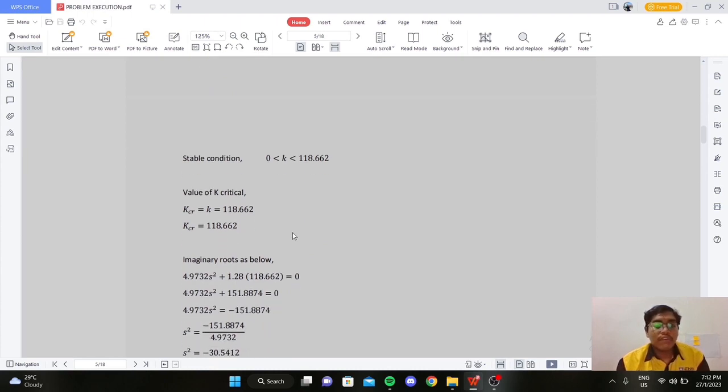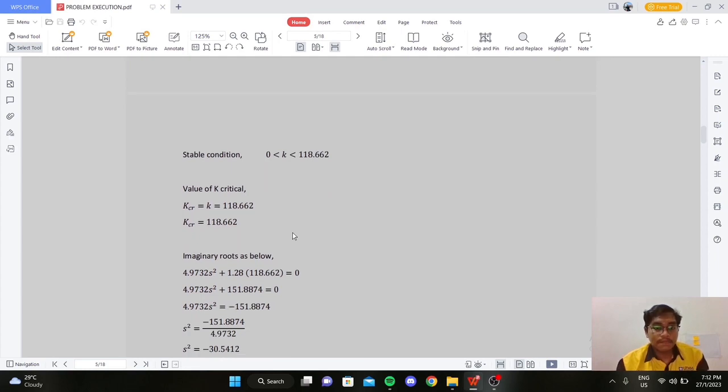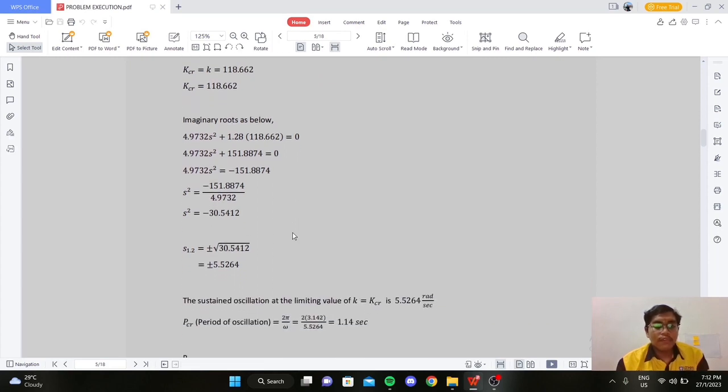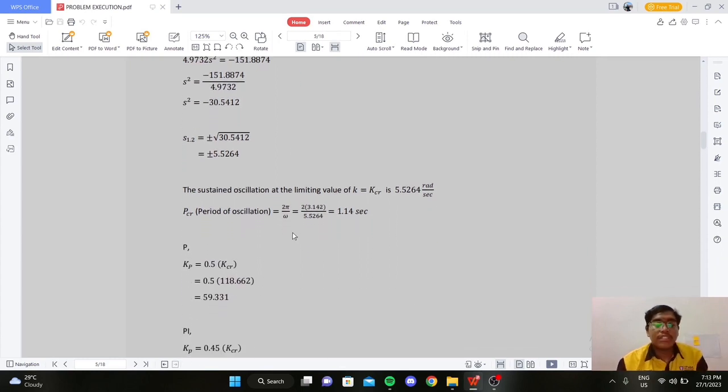Next we find the value of K critical. K critical is equal to K, so the value is 118.662. Then we use the imaginary roots to find s squared, and we get s squared equal to negative 30.5412. Then s equals plus or minus about 5.5264. The sustained oscillation at the limiting value of K equal to K critical is 5.5264 radian per second. The period of oscillation, or PCR, is found using the formula 2 pi over omega, so we get 1.14 second.